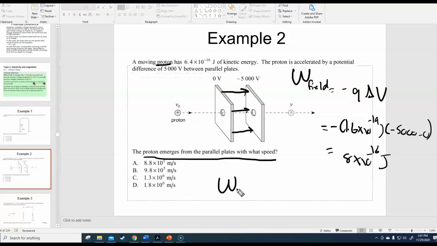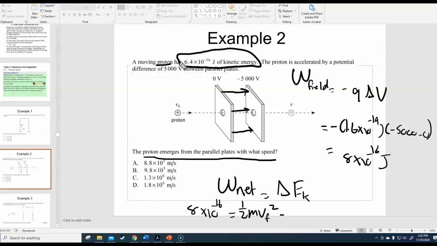And I also know that the work energy theorem says that the net work done on an object is equal to its change in kinetic energy. I know how much work was done. That's 8 times 10 to the negative 16. Change in kinetic energy is 1/2 mv final squared minus the initial kinetic energy, which would be 1/2 mv initial squared, but I actually don't need to write 1/2 mvi squared because I'm actually given the initial kinetic energy right here. Okay, so I can just plug that in for the initial kinetic energy.